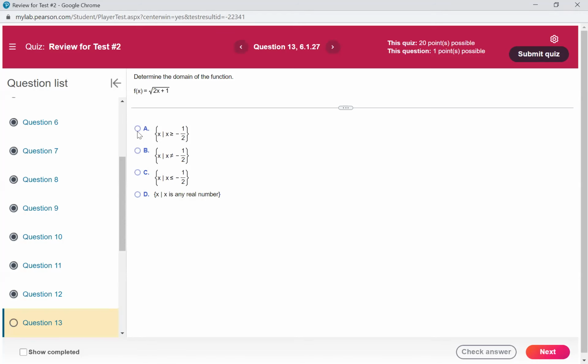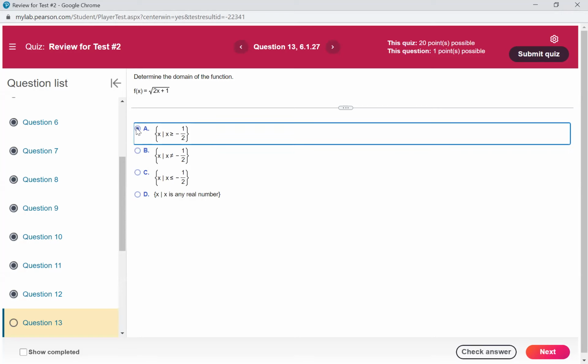Oh, and y'all, that's going to be A for me. B has a not equals. We don't need that on radicals. The only way I would have gotten a less than or equals is if I had to divide by a negative number and flip it.